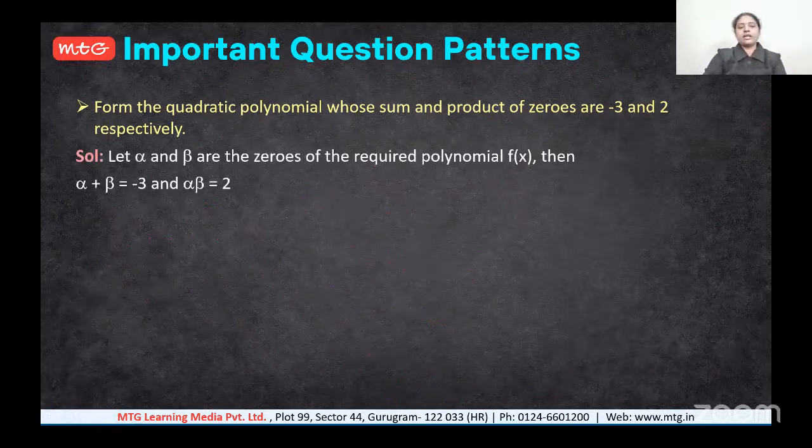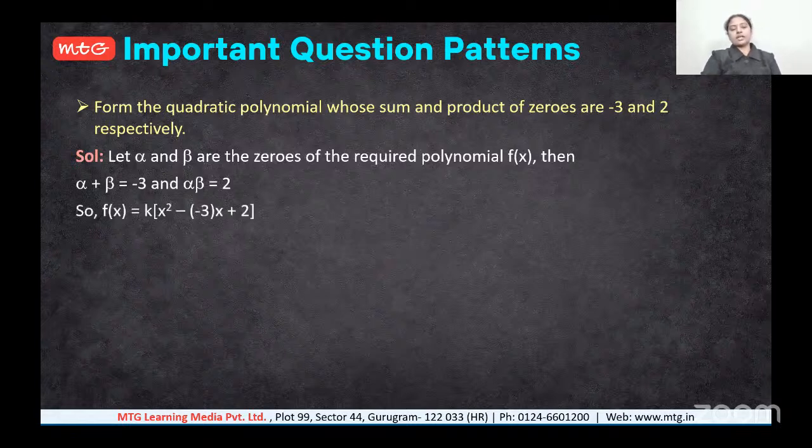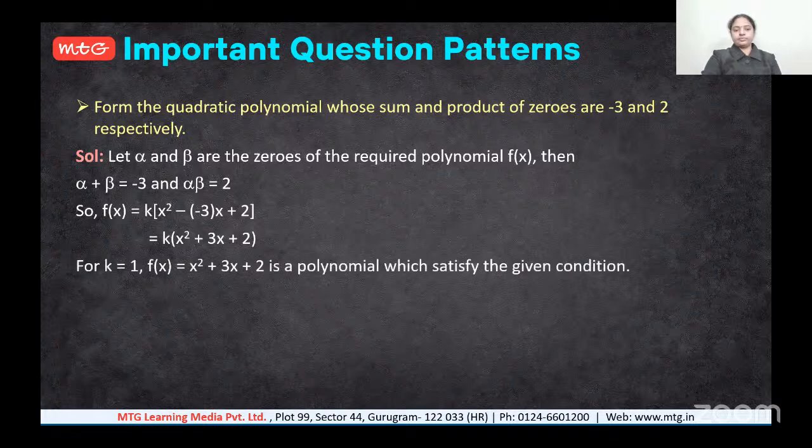So here you can see sum of zeros and product of zeros are given, and if you solve it, you'll get the polynomial like this: k times x square plus 3x plus 2. Now, if I consider k value as 1, this is one such situation. I've shown you one more example when I took k value as 3. So there are different polynomials satisfying this condition. One such is when k value is 1, it becomes x square plus 3x plus 2. Clear?